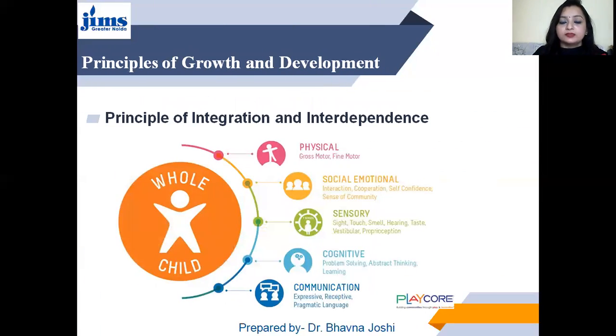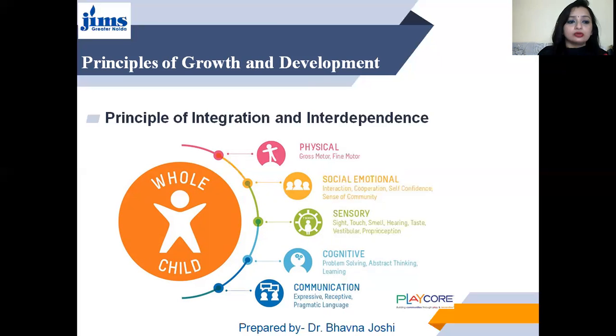Next principle is principle of integration and interdependence. Whenever we talk about a child, we talk about him as a whole. As a whole, when I say, it means the overall development of the child, which includes physical, social, emotional, sensory, cognitive, language, and communication development. So all these types of development are interrelated and interdependent to each other.